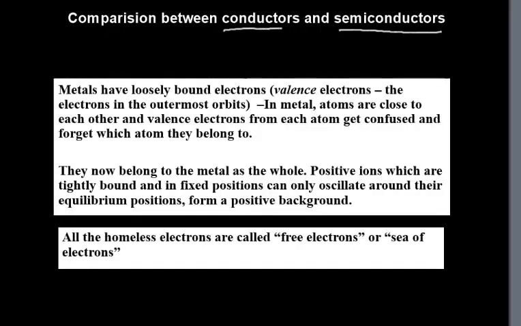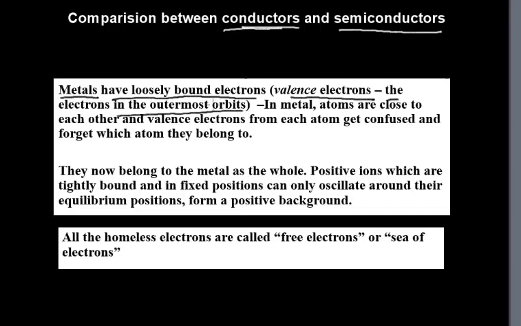So, what are conductors? As we know, metals are the best examples of conductors. So we'll consider metals to understand, because metals conduct heat and electricity completely, and metals have loosely bound electrons. Those are also known as valence electrons. If we try to define them, valence electrons are the electrons in the outermost orbits, right?